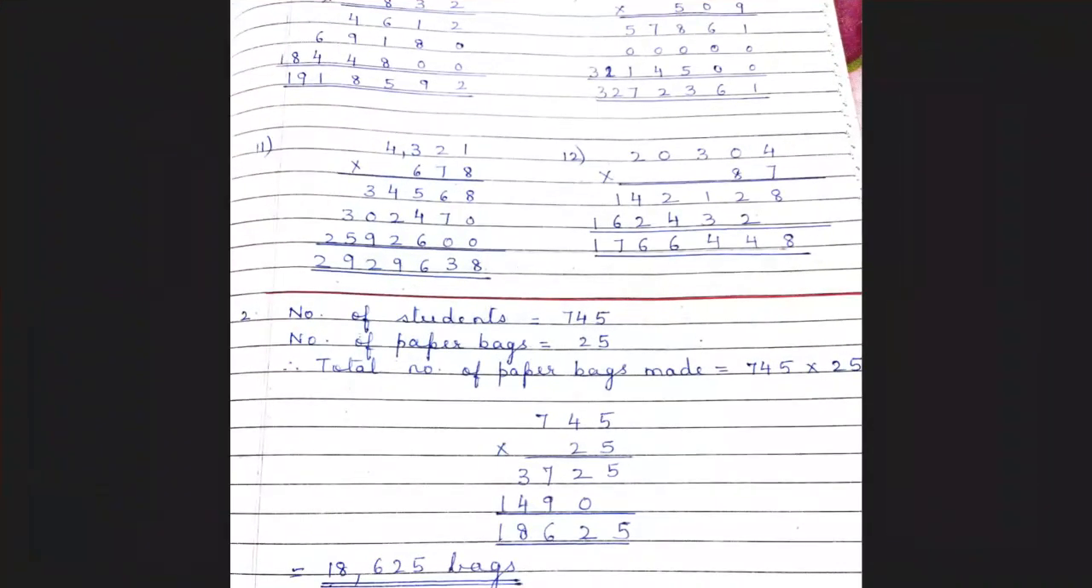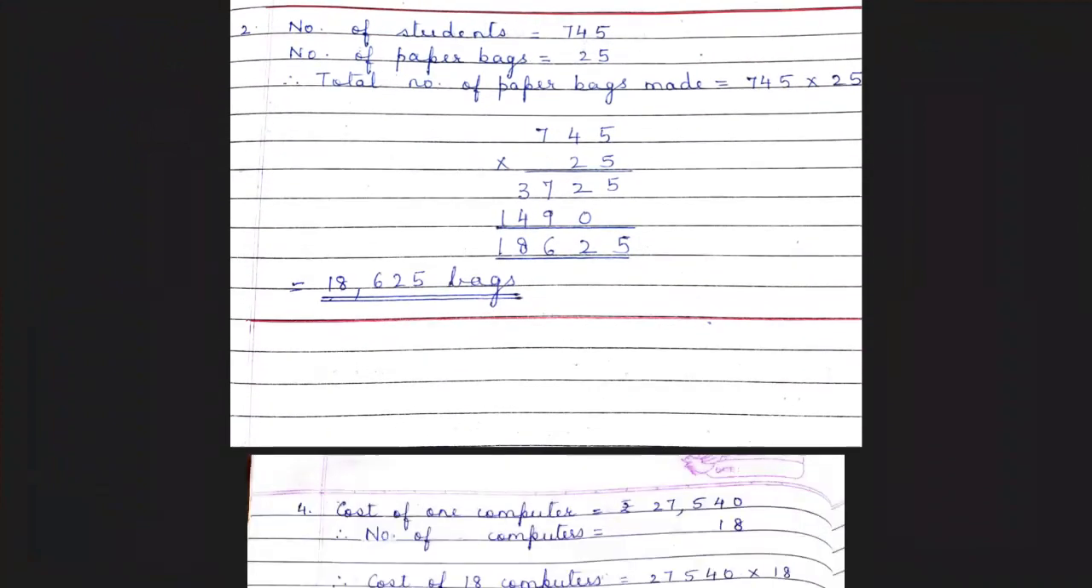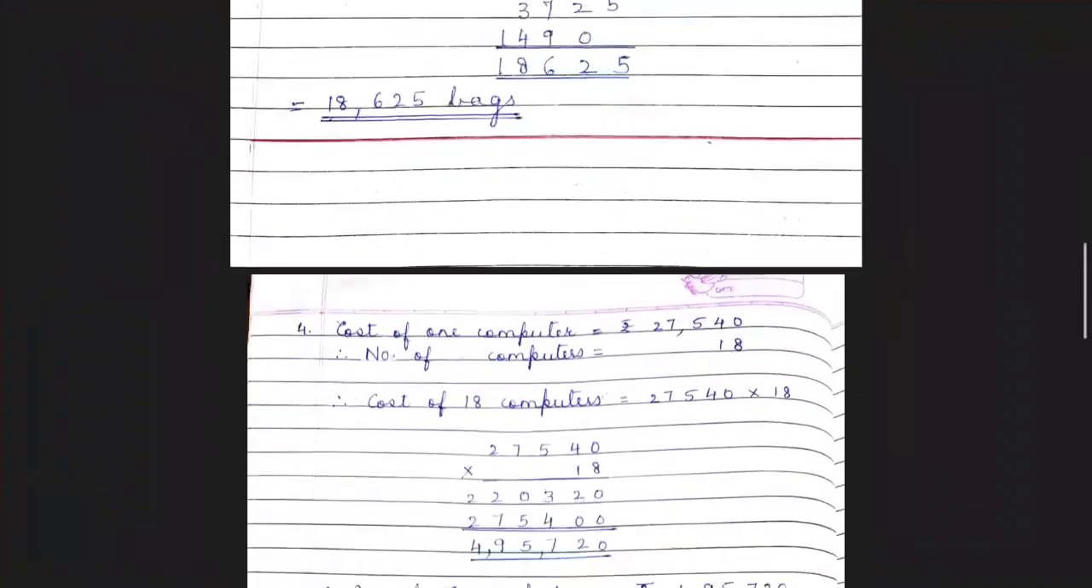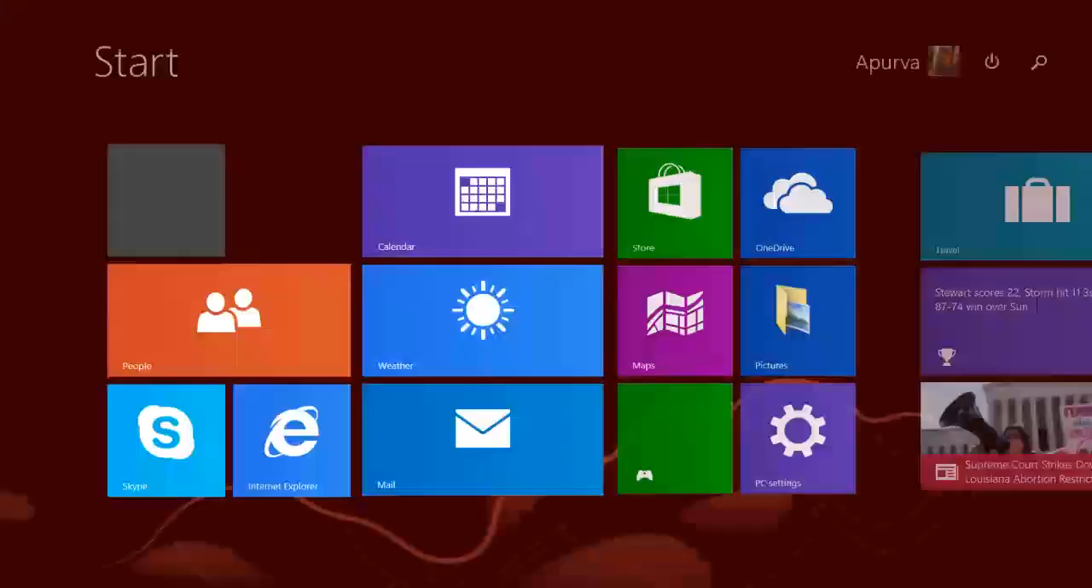Now, number of students is 745. Number of paper bags is 25. So, how many total number of paper bags are made by 745 students? 745 multiplied by 25. So, when you solve the sum, you get 18,625 bags. Okay. We go to the next sum.